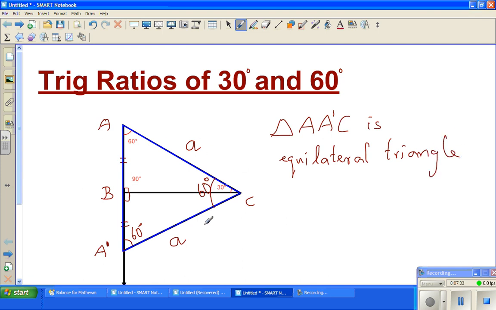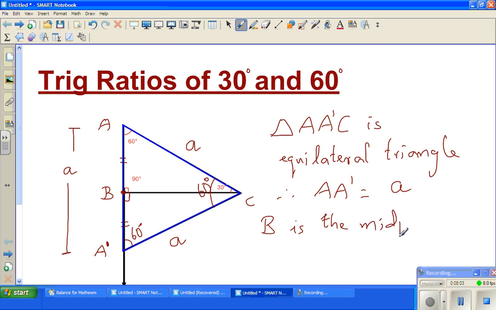Okay, so if this is an equilateral triangle, if this is A, this is A, this whole thing A dash would also be A. Does it make sense? Therefore I can say AA dash is equal to A. Now, B is the midpoint of AA dash. So if AA dash is A, this will be A over 2 and this would also be A over 2.